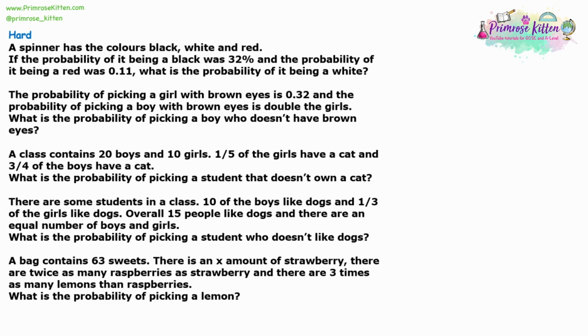Moving on to the hard questions, and now there's more text again, more complicated, and we have mixed units. So for example, in the first question, I can see that I've got a percentage, the probability of getting black was 32%. We also have a decimal. The probability of red is 0.11. So we have a mix between percentages and decimals.